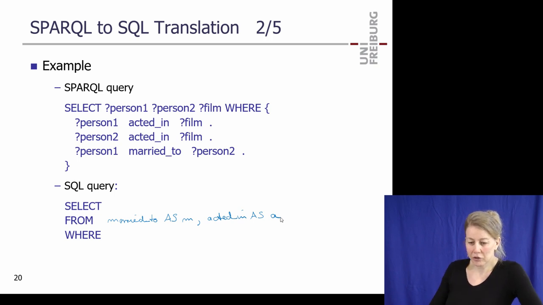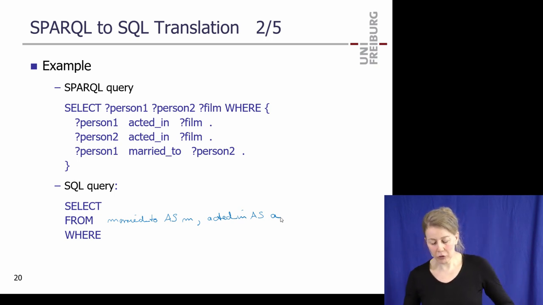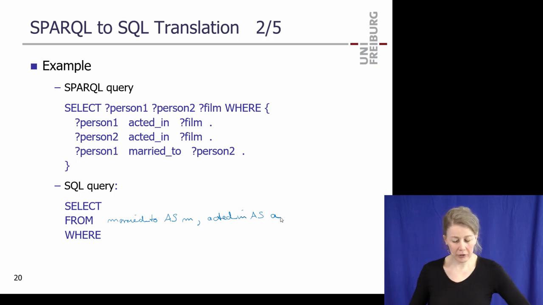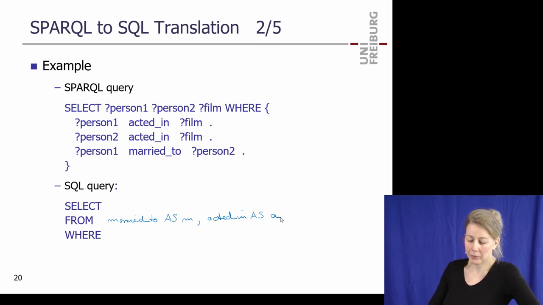Okay, now what are the conditions? What's one condition? Let's just start with some conditions. And then in the end, we probably want to select two people and the film they acted in. So that will be the same as in the SPARQL query. Suggestions, you can also write it in the chat. It's not trivial, one has to think a little bit, but it's similar to the example we saw earlier, just a little more complicated now.